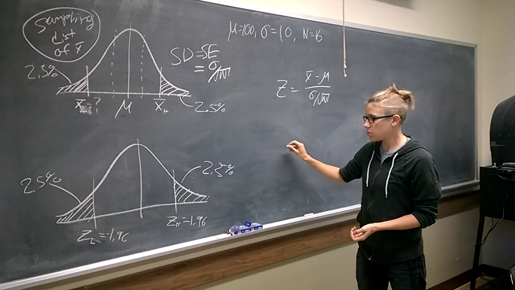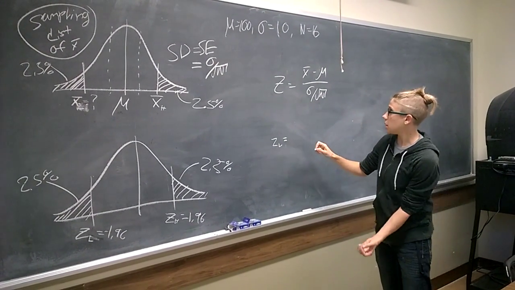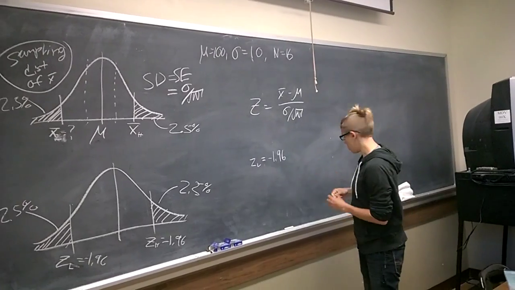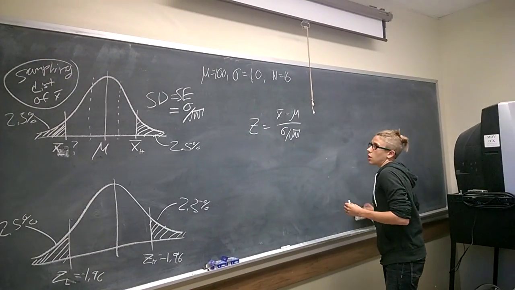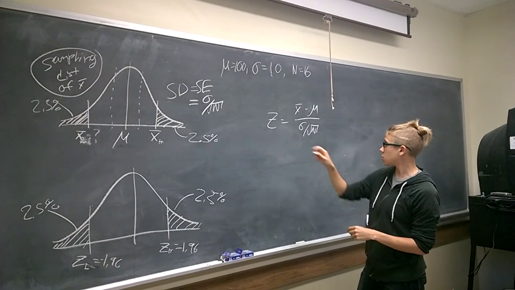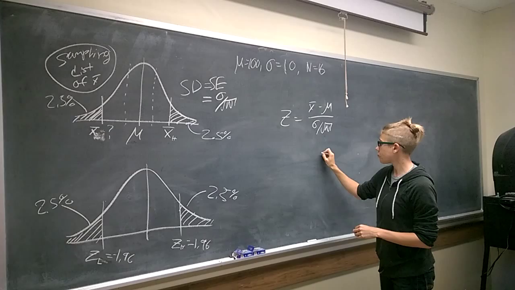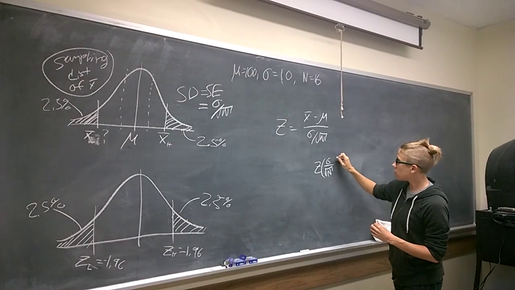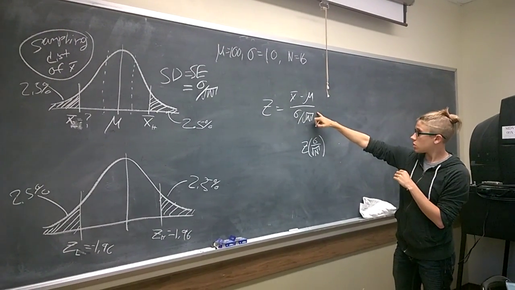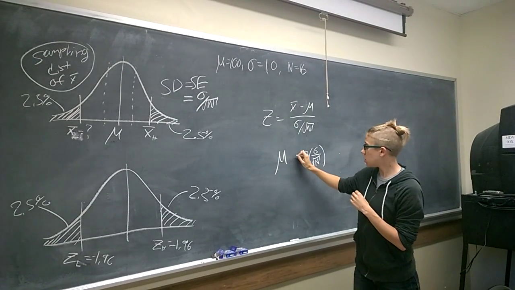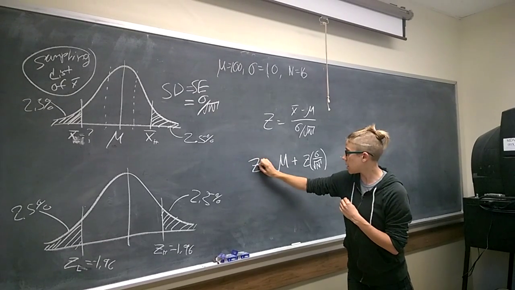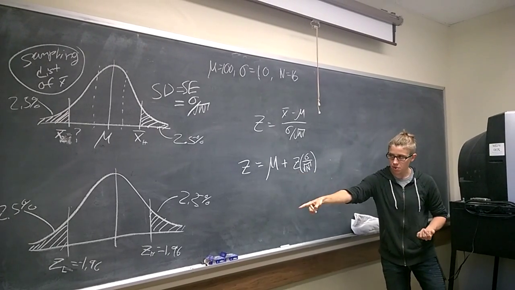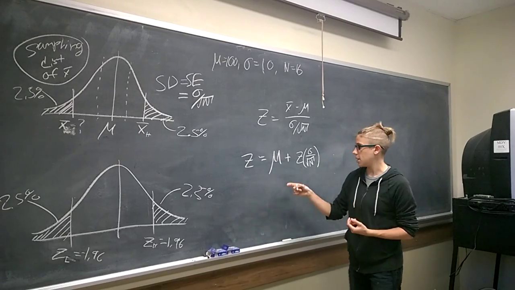All right, so let's start with Z low. We know that that has to be negative 1.96. Actually, I'll write this out symbolically first. Okay, so we want to solve for x bar. So the way we do that is we multiply over, so we have Z times the standard error, and then we add the mean. So x bar equals the mean plus this, right? So Z is actually the same for the low and the high, right? So it's actually just plus or minus 1.96.